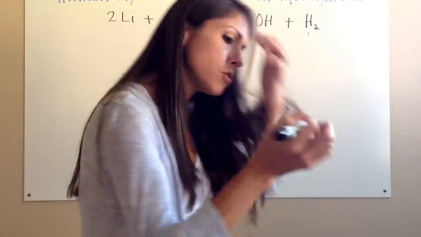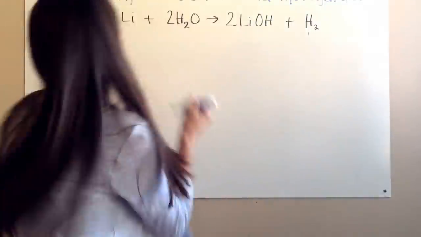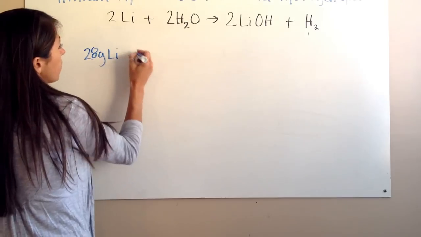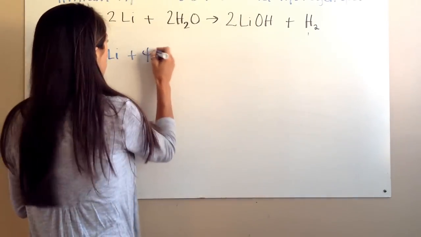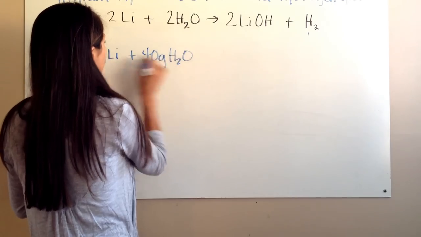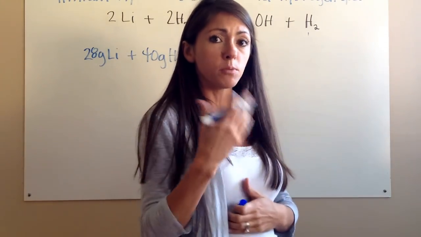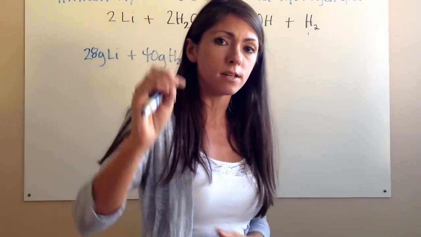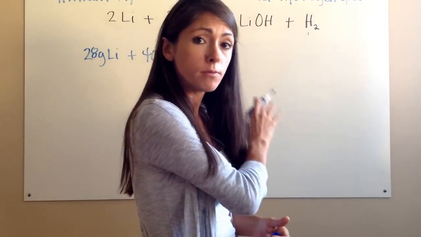Let's deal with that same 28 grams of lithium. Say you've got the 28 grams of lithium and you mix it with, say, 40 grams of water. So this is what our reactants are. We want to know which one of these two ingredients is limiting us from creating the most product. Now, we've got two products, but you can choose one to convert to with stoichiometry, but make sure you convert to that with both of your reactants.